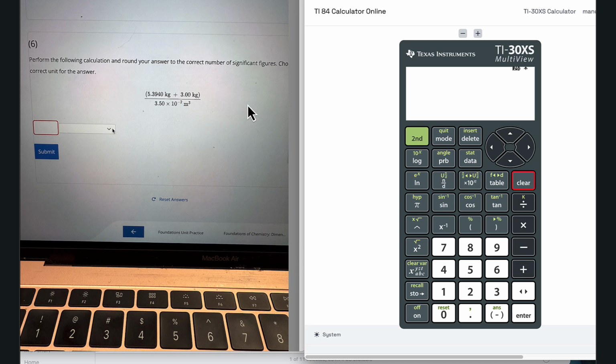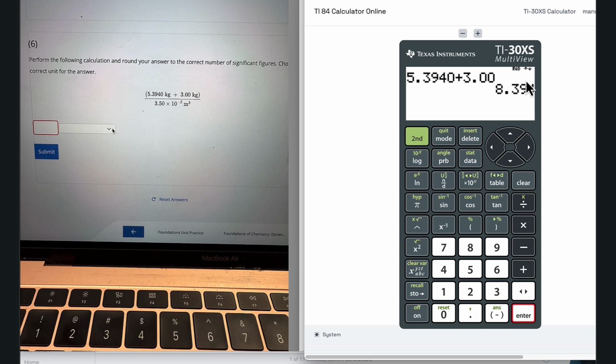Now in addition and subtraction operations, we keep the same number of decimal places as the term with the fewest decimal places, not total number of significant figures. It's different. So we will type 5.3940. We will add 3.00, and we will enter that number there. We have 8.394. Now, we could only report this with 2 decimal places. So the answer must be, we round here, 8.39. So that's a little different, right?